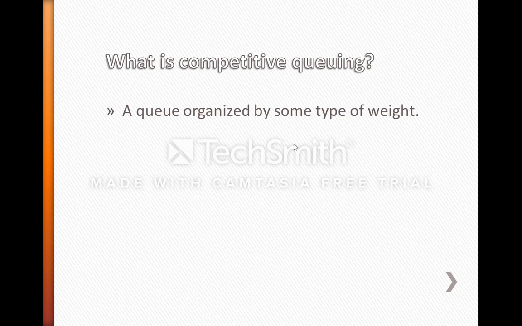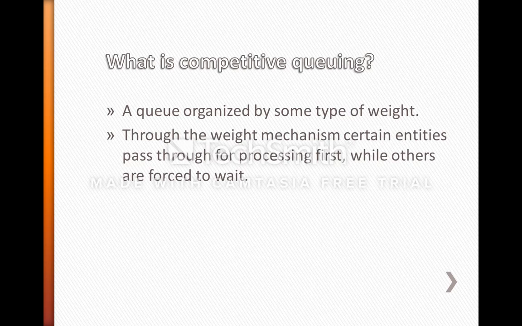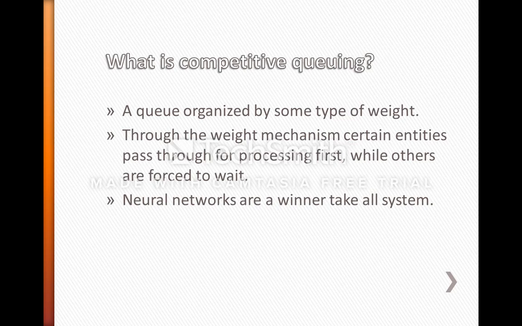Essentially, it's going to be a cue that's organized by some type of weight. Stimuli that are accepted into the model are assigned a weight, and then proceed through the model, and those that have a higher weight are going to pass through the model at a faster rate than those that have a lower weight. Those that are weighted less will be held up in the system, and will not pass through the competitive cue as quickly as those that are weighted higher.